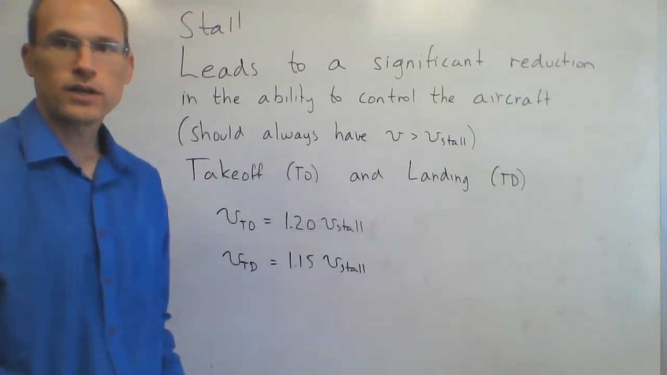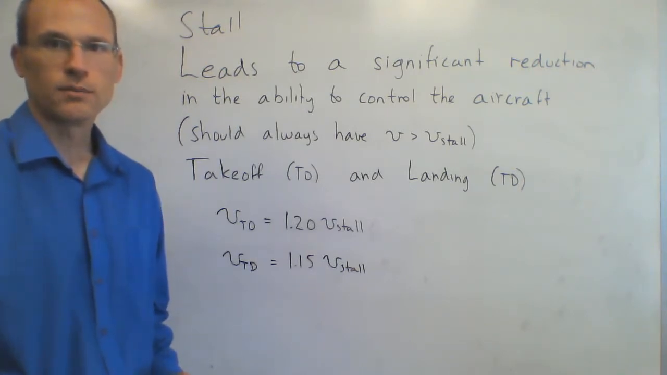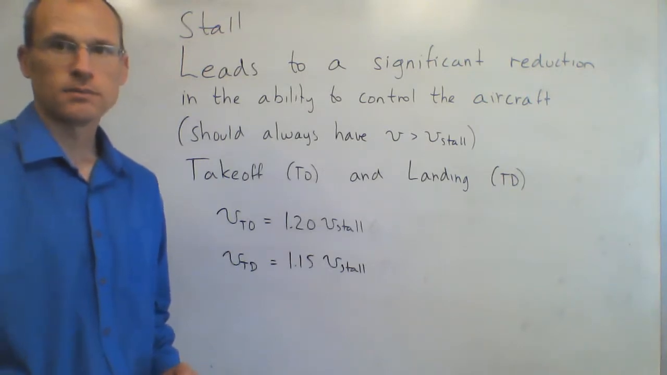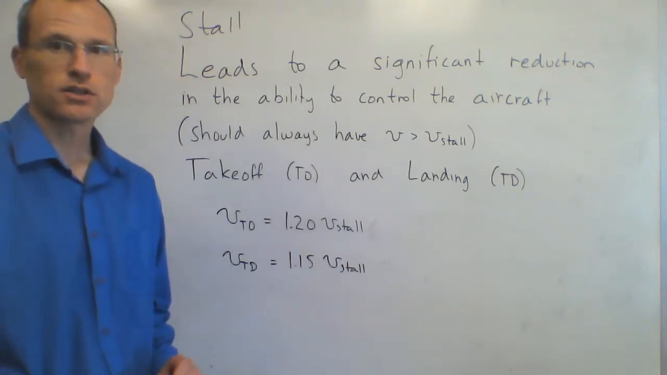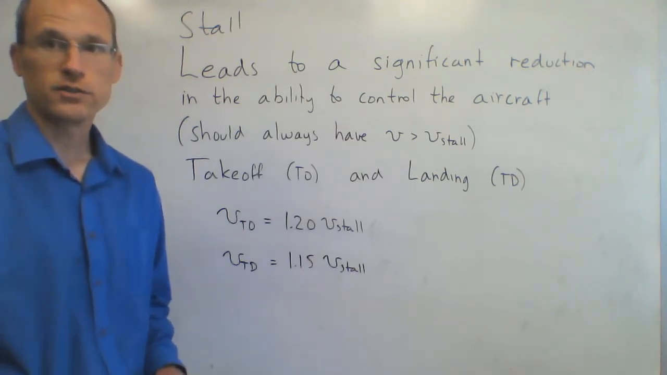So anytime you're in a situation where you have stall, it leads to significant reduction in control of the aircraft. So it's hard to turn, it's hard to change elevation. So you generally want to avoid this situation as much as you can. Now there's some situations where you're traveling relatively slow in a plane, namely takeoff and landing. You're generally going close to the stall speed, but again, you want to be a little higher than that just to be able to control the aircraft, to be able to turn, do whatever maneuvers you need to do.